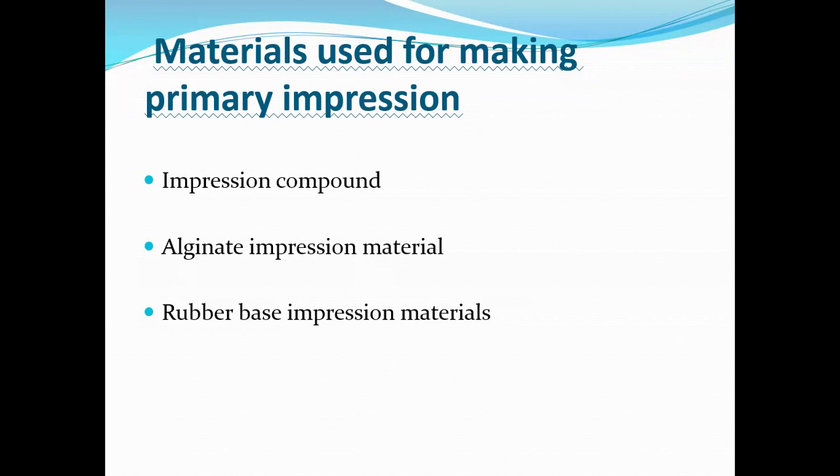Last lecture we talked about impression trays and types of trays. Also, we talked about the complete denture impression and the objectives of impression making. We said the objectives are retention, stability, support for the denture, aesthetics, and preservation of the residual alveolar ridge and soft tissue.